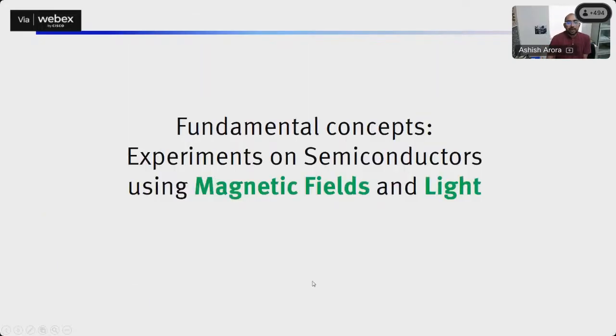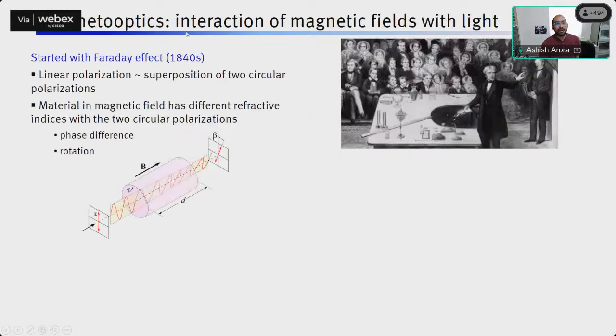Okay, now let's combine magnetic fields and light, and the area is called magneto-optics. This area started with Michael Faraday. And this is a very important area of experimental science, because using magnetic fields and light, one can learn a lot about magnetic moments in the material, of the electrons and holes and so on. The idea is the following.